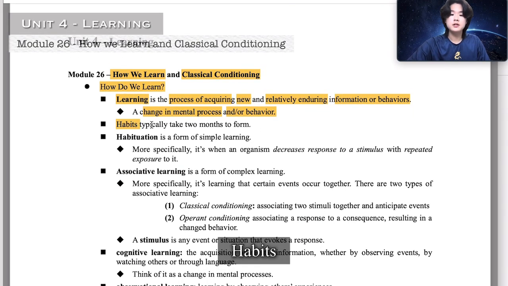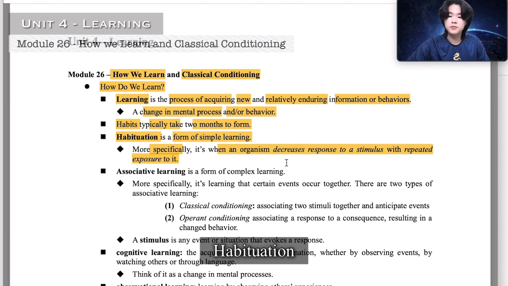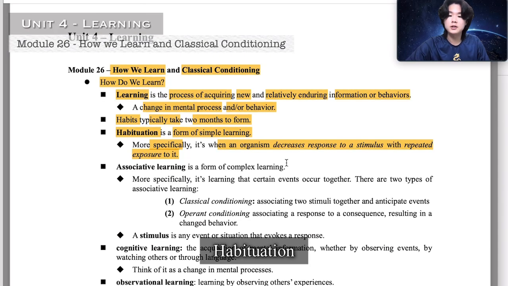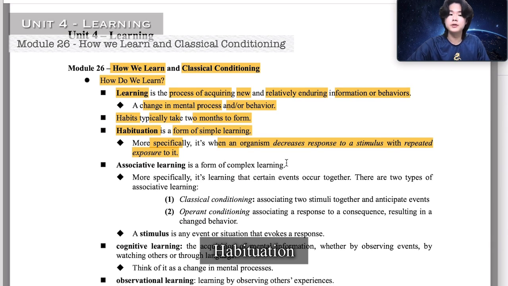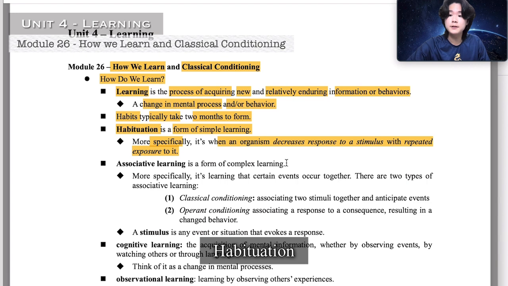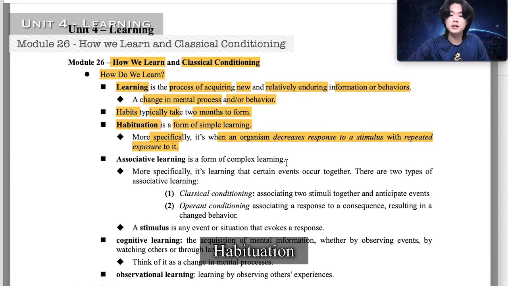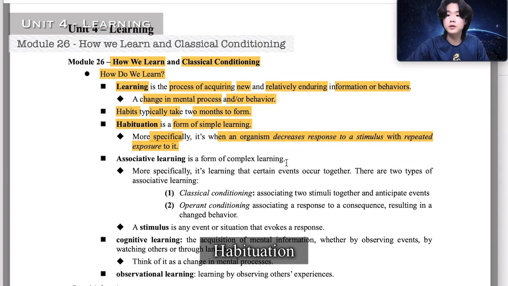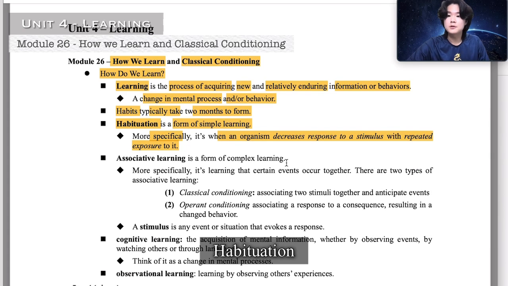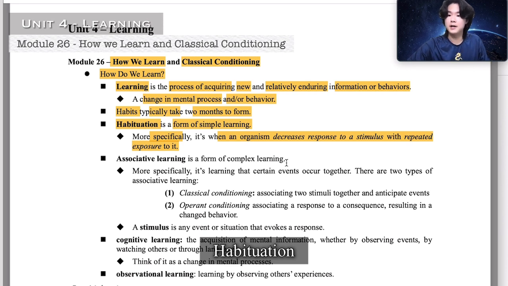And habits typically take 2 months to form. Habituation in that context is a form of simple learning. More specifically, it's when an organism decreases response to a stimulus with repeated exposure to it. So the more times that you do something, you become better at it, and the time that it takes for you to do it gets shorter. So for example, let's call back to the time when you first learned math.